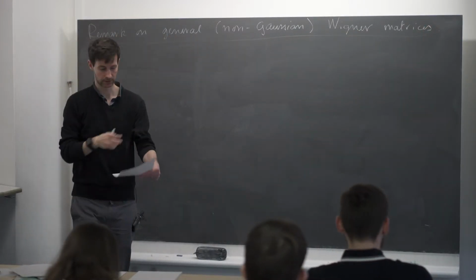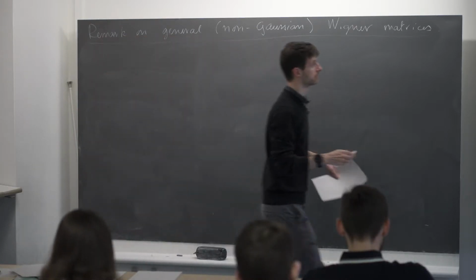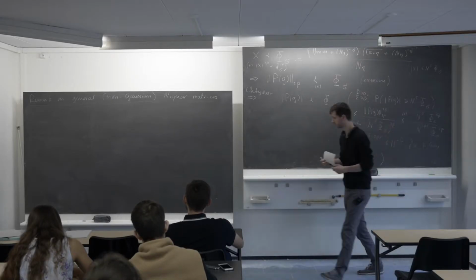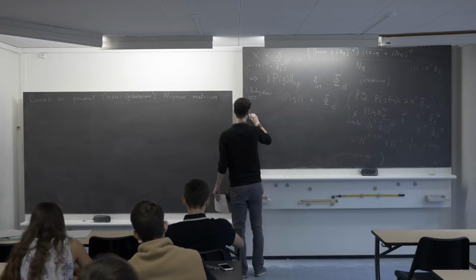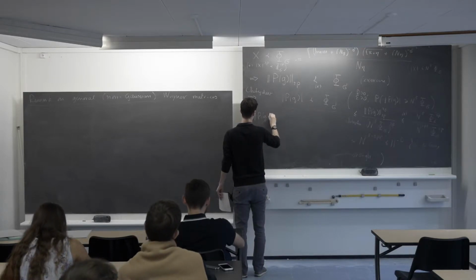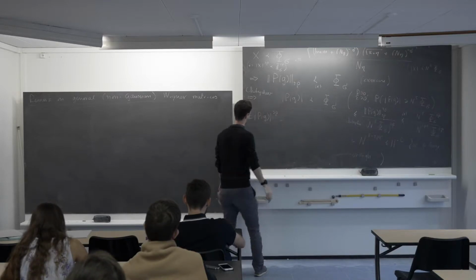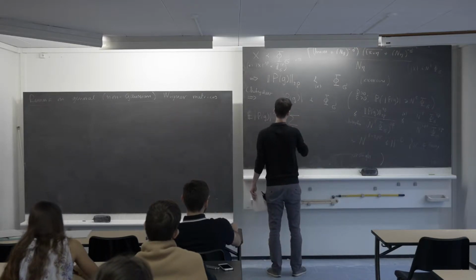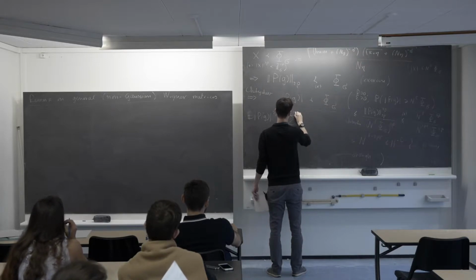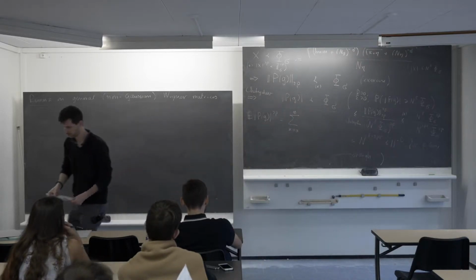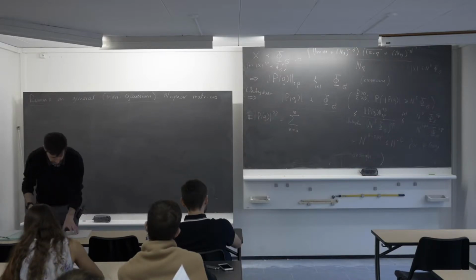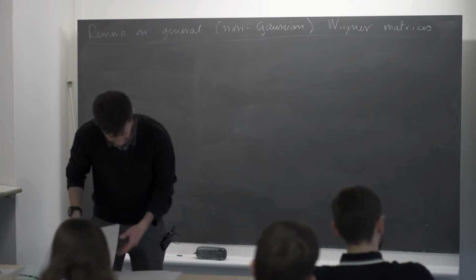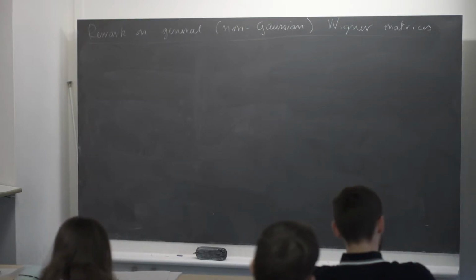So recall, how did the argument go? Just to go back, where did we use the assumption that our matrix was Gaussian? We were estimating, and we used this cumulant expansion to write this. Now, I forgot whether I used n or n minus 1. Let me try to be consistent. N. Okay. N.